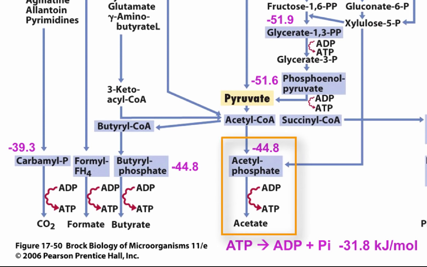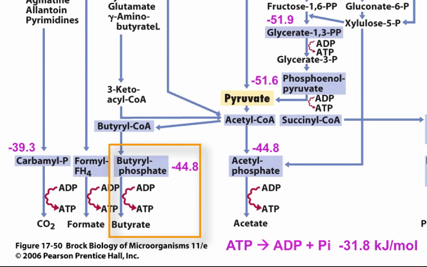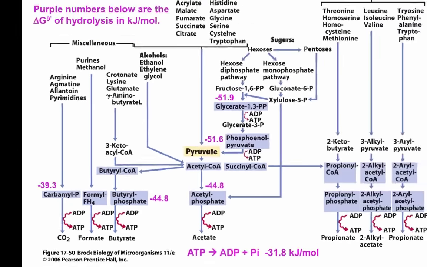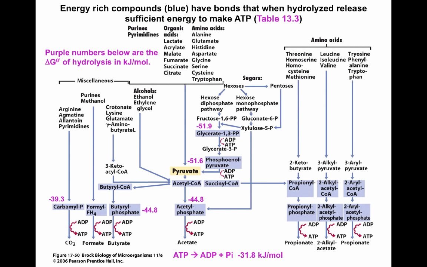But take a look now at acetyl phosphate. The delta G of hydrolysis of acetyl phosphate is minus 44.8. That is sufficient to generate an ATP when the acetyl phosphate donates that phosphate to ADP to generate acetate. It is the same for butyryl phosphate, which has a minus 44.8 kilojoules per mole when it generates butyrate, or carbamyl phosphate to generate CO2, which has a minus 39.3 kilojoules per mole. So the generation through substrate level phosphorylation of these high energy rich compounds allows the fermentative microorganism to harvest ATP when those high energy molecules donate that phosphate to ADP.